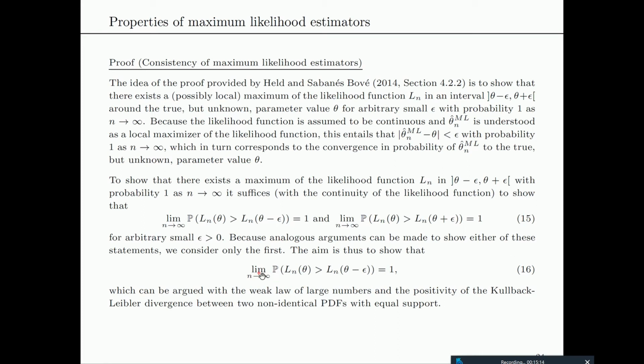In the Held book and also on these slides, the focus is on showing that the probability of the event that the likelihood function at the location of the true but unknown value is larger than the likelihood function at the location of the true but unknown value minus a very small epsilon goes to 1 as n goes to infinity.